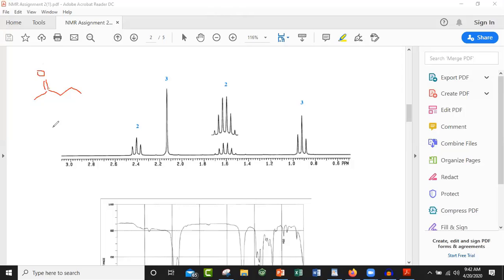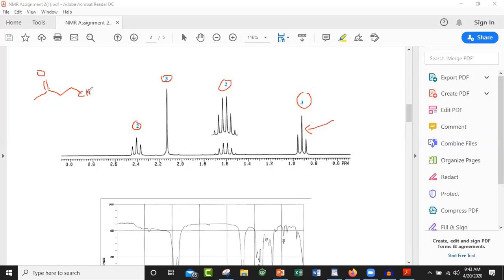All right, what do you think? Look at the integration. This signal is integrated for 2, this one is integrating for 3, this one is integrating for 2, and this one is integrating for 3. Do you want to start downfield or upfield? Upfield. Okay, so where do you think this triplet is coming from? Keep in mind, this is a CH3.